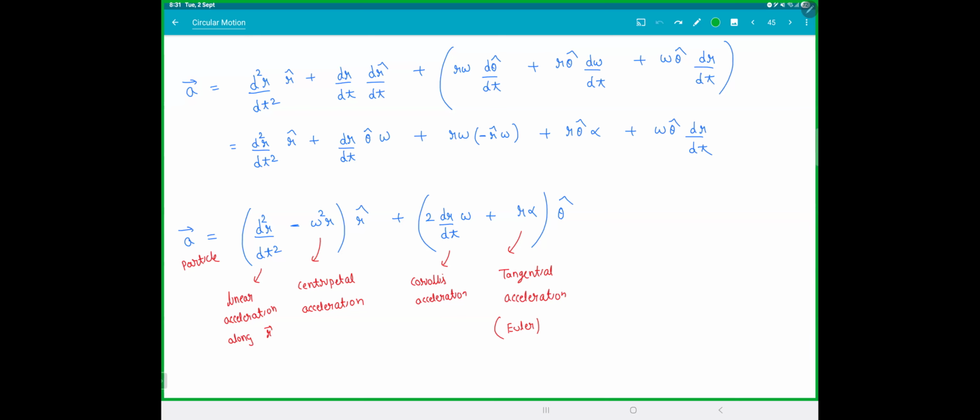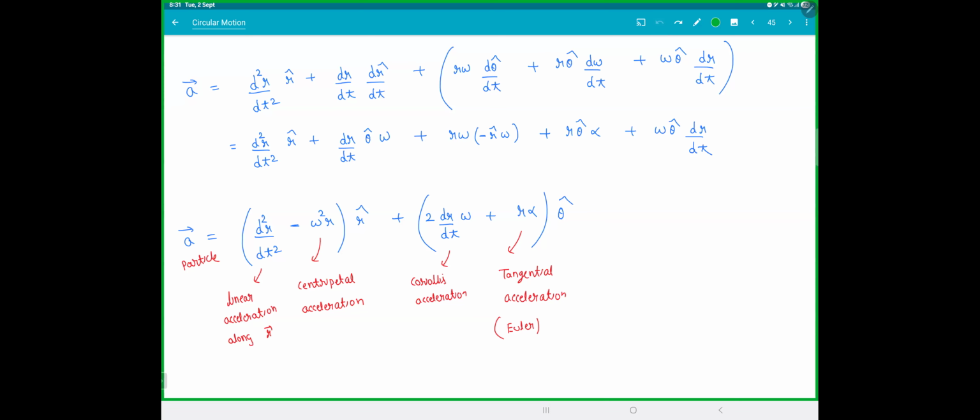There are 4 terms in this. Whenever you have a system which is going in some curved path, you will have 4 acceleration terms. When you go and keep an observer on this, you have to apply a pseudo force. So what is pseudo force? Mass into negative of acceleration of the particle, which is minus of all these terms. Is that making sense?